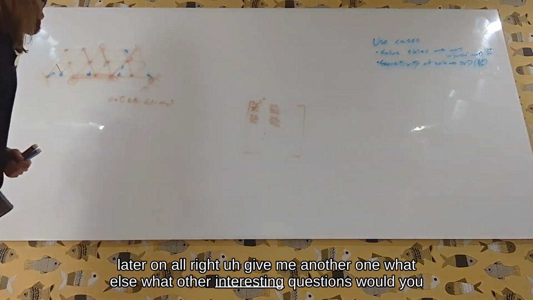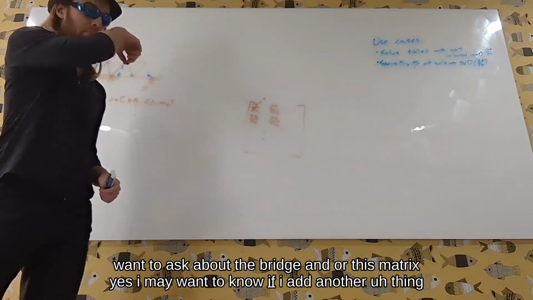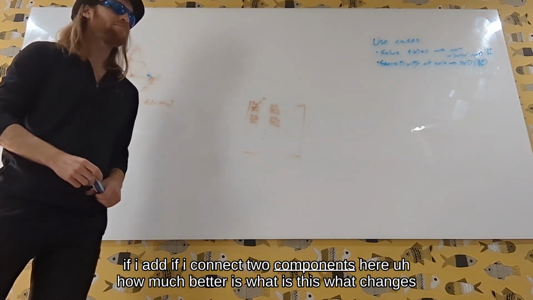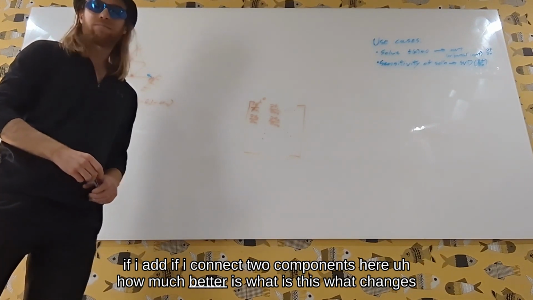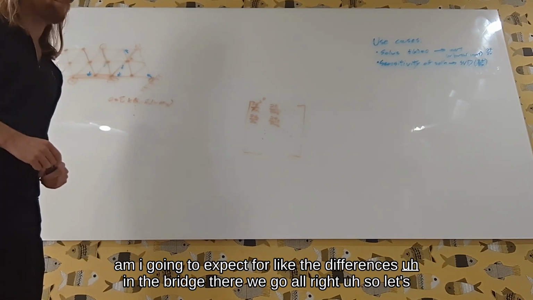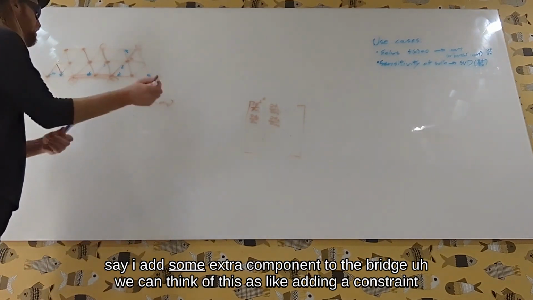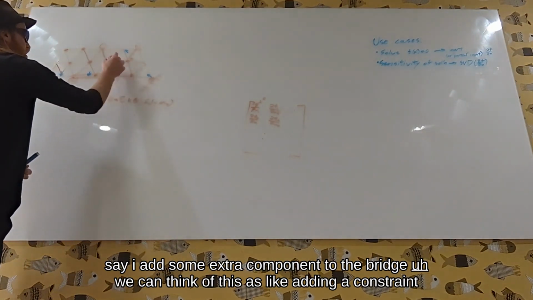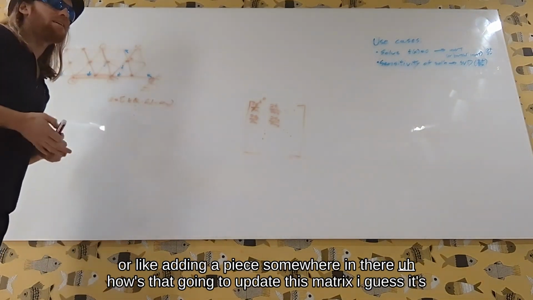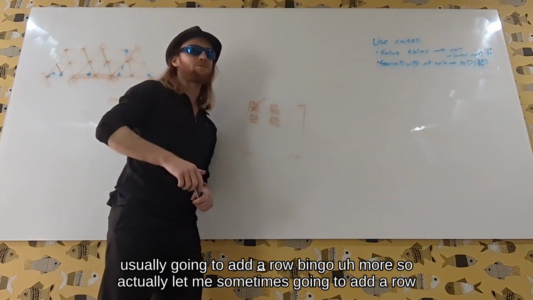What else? What other interesting questions would you want to ask about the bridge and/or this matrix? I may want to know if I add another thing. If I connect two components here, what changes am I going to expect in the bridge? There we go. All right. So let's say I add some extra component to the bridge. We can think of this as adding a constraint or adding a piece somewhere in there. How's that going to update this matrix? I guess it's usually going to add a row. Bingo.